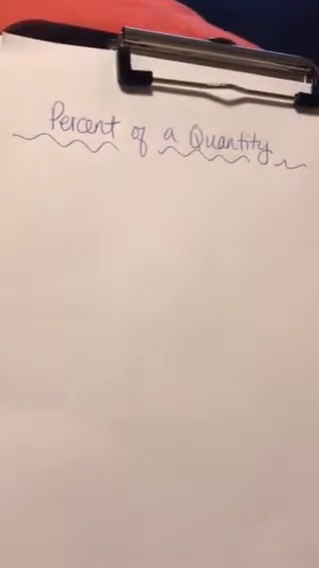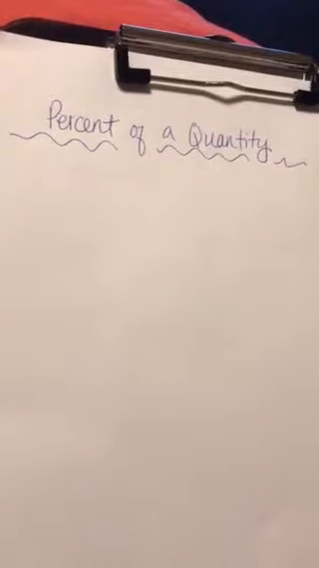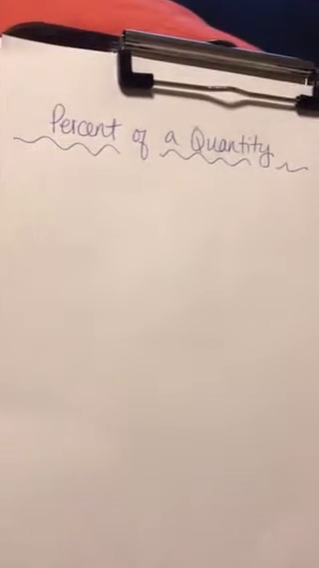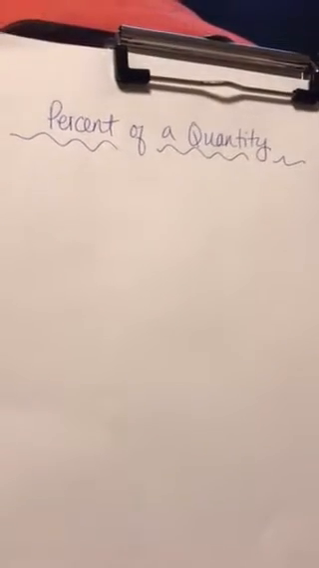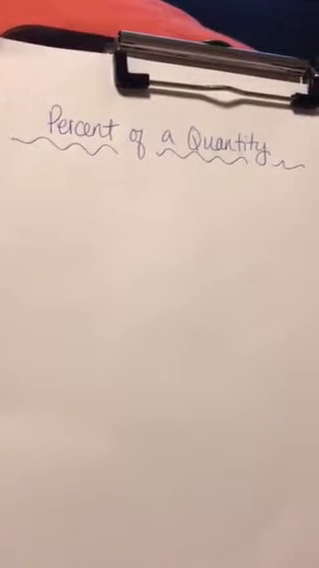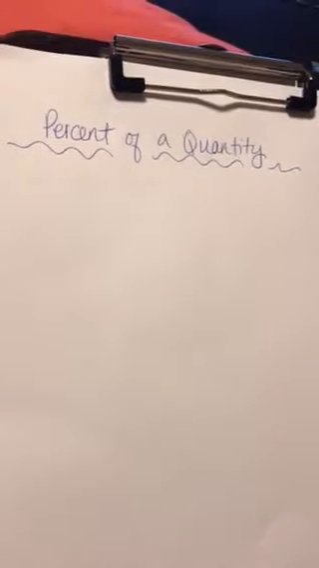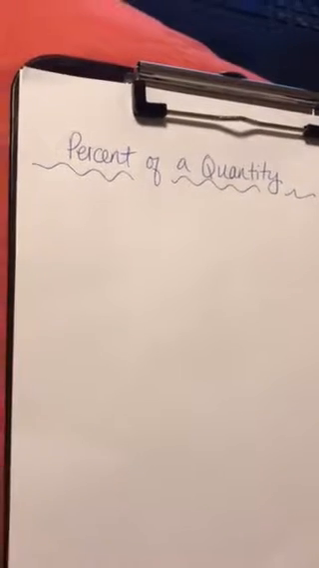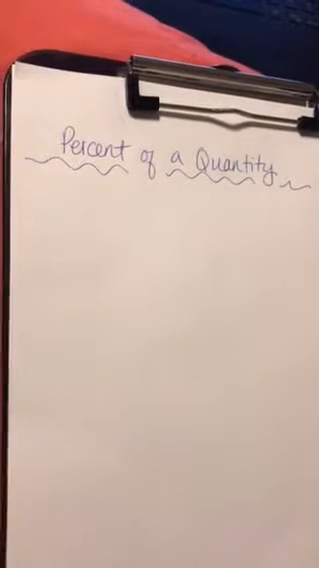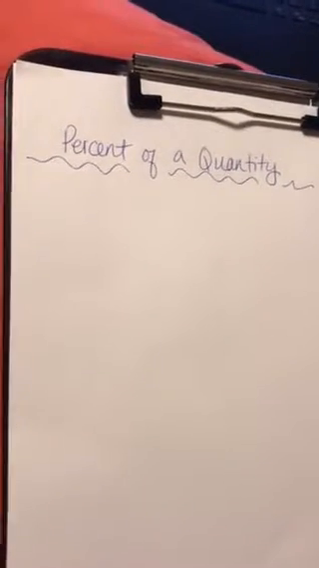Alright, so for 6.3, the percent of a quantity just means that we're finding the straight percentage of any number. Of a quantity means of any number. So an example could be, what is 20% of 50? Or 25% of 65, or whatever. So it's just finding the straight percentage of a piece of a number.